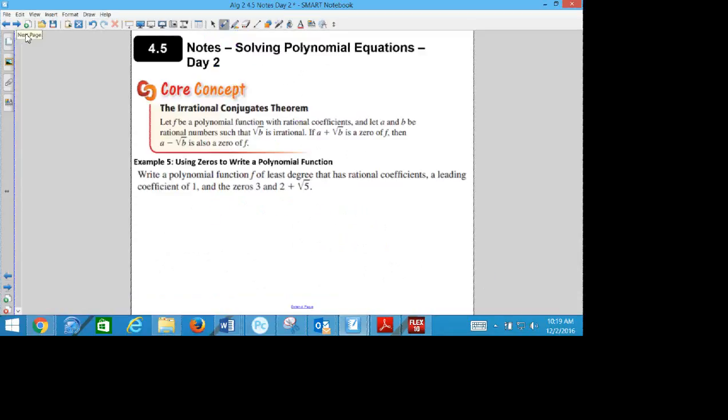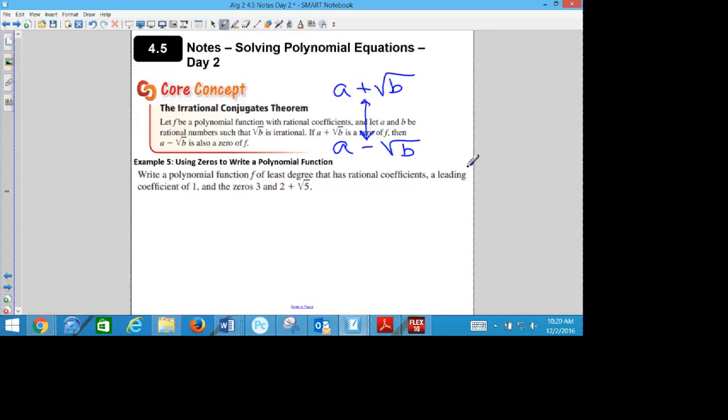All right, the next one is actually on your paper now. There is an irrational conjugate theorem. What this is saying is sometimes one of the solutions will have a square root in it. So I have a number plus the square root of a number. If you have a solution that looks like this, there will always be a second one that has the opposite sign in the middle. If you have a square root, there will never be one square root solution. They always come in pairs. Always. That's what this is basically saying.